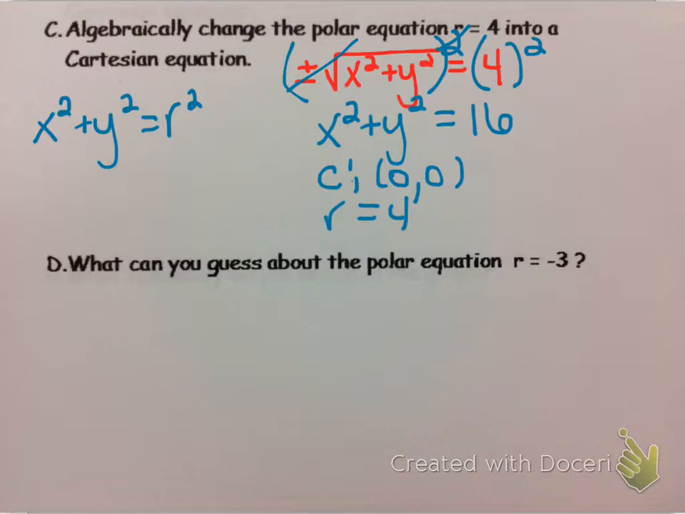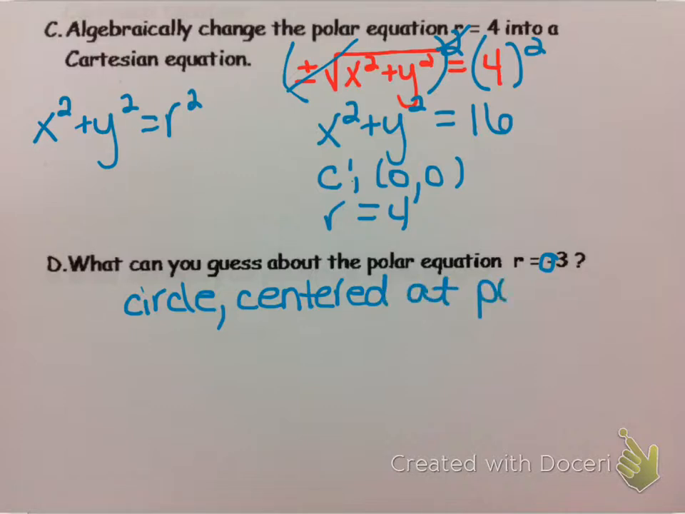And so what we can guess about in a polar equation with r equals -3, the negative ends up not mattering because that means that we're still going 3 units out from the pole. We're just going away from the angle. But since we're going all the way around, we're still going to generate a circle, still going to be centered at the pole, and it's still going to have a radius that's equal to 3.